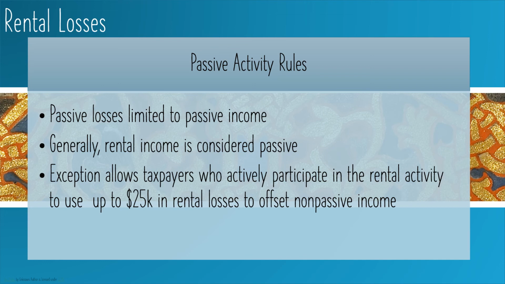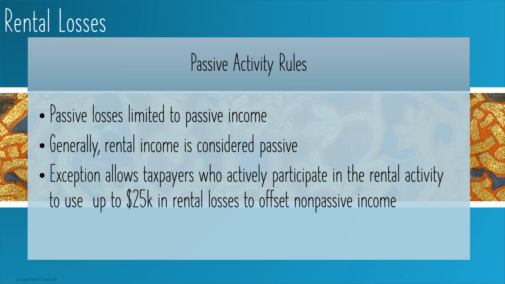So generally, passive losses are limited to passive income. And generally, rental income is considered a passive type of income. Royalties are another passive type of income. Your active types of income are like your wages and your interest, things that the taxpayer is actively pursuing. They're doing things during the course of their days to get this income. And passive income is more like, it's happening in the background and money is just coming in.